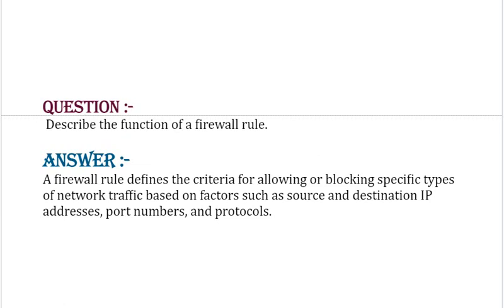Our next interview question is: describe the function of a firewall rule. Your answer should be: a firewall rule defines the criteria for allowing or blocking specific types of network traffic based on factors such as source and destination IP addresses, port numbers, and protocols.